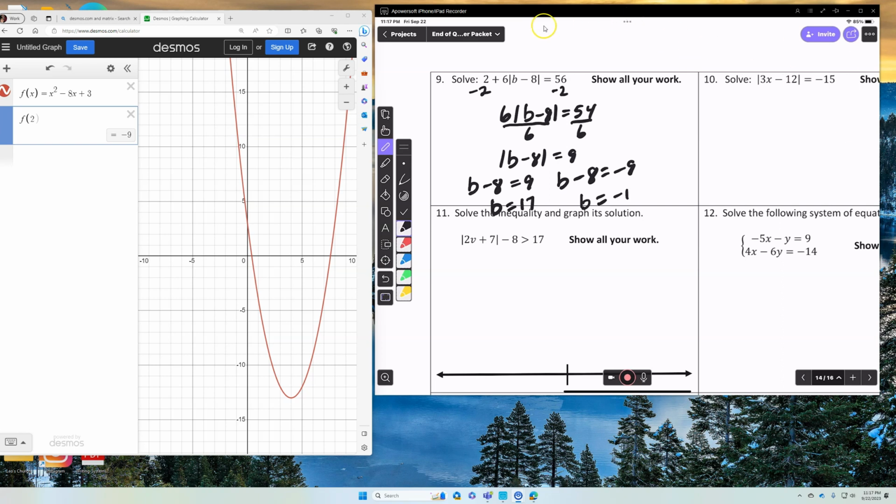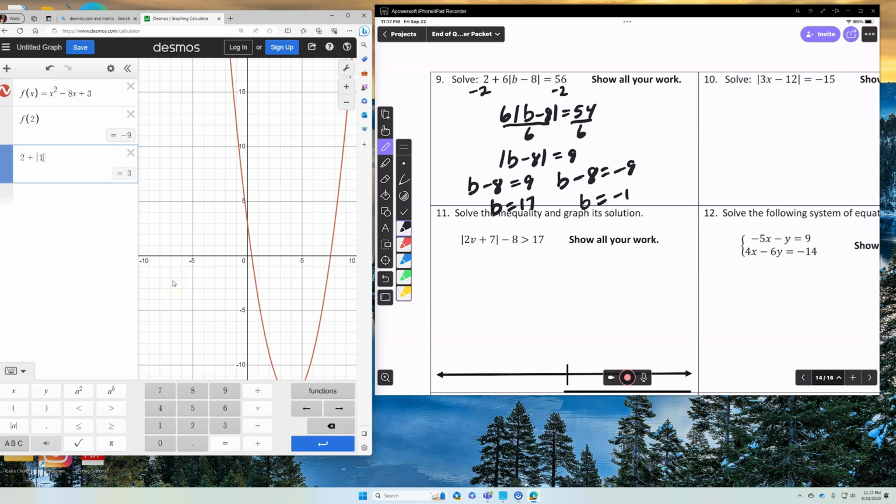So remember, you always want to check. So here is the calculator. Using Desmos, it's going to be 2 plus 6 times the absolute value of 17 minus 8, and I did get 56. So now you want to check negative 1. I'm just going to change it here and type in negative 1, and do I get 56? Yes. So both answers are true.